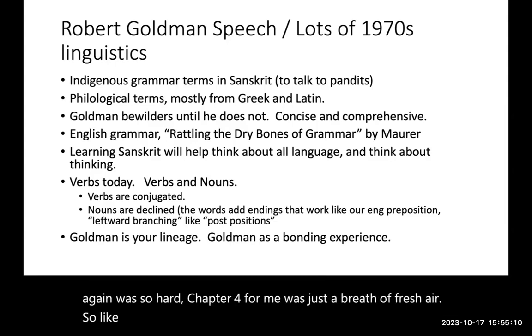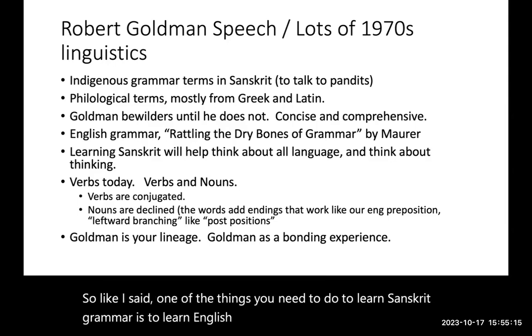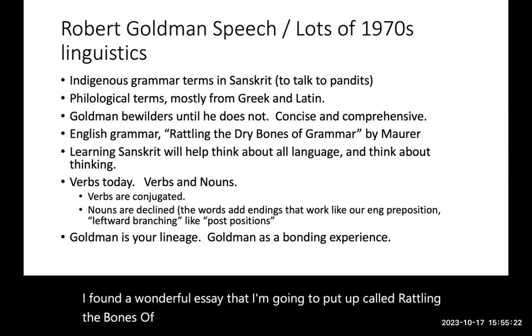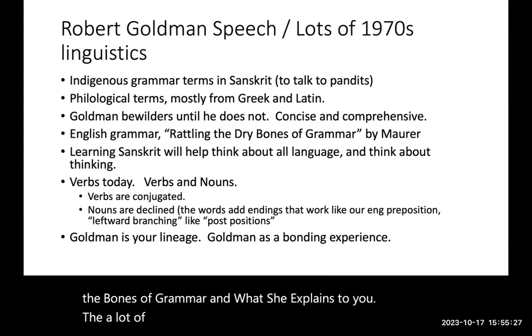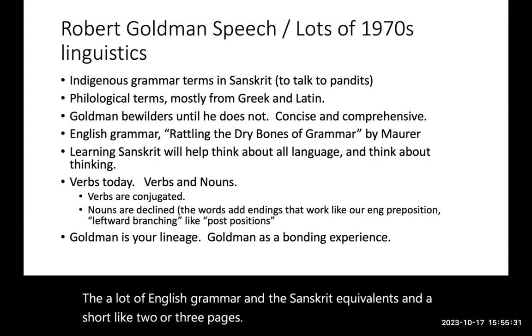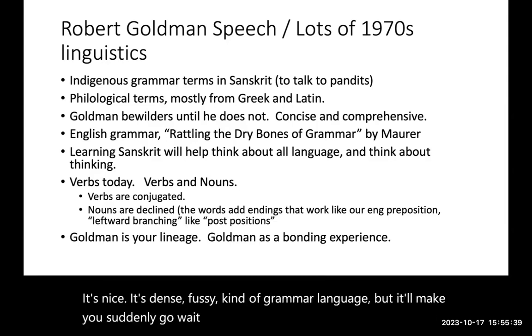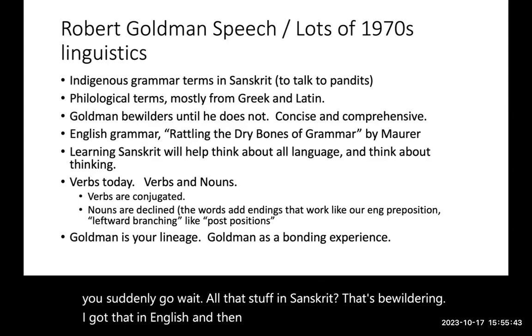So like I said, one of the things you need to do to learn Sanskrit grammar is to learn English grammar. For that, out of Maurer, I found a wonderful essay that I'm going to put up called Rattling the Bones of Grammar, in which he explains a lot of English grammar and the Sanskrit equivalents in a short, like 2 or 3 pages. It's dense, fussy kind of grammar language, but it'll make you suddenly go, oh, wait, all that stuff in Sanskrit that's bewildering, I got that in English. And then it seems a little less weird.